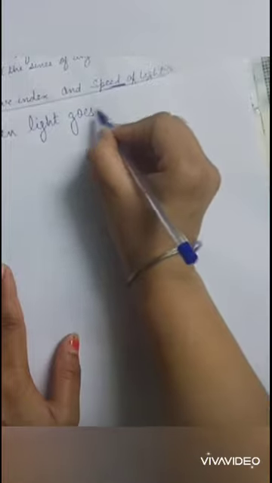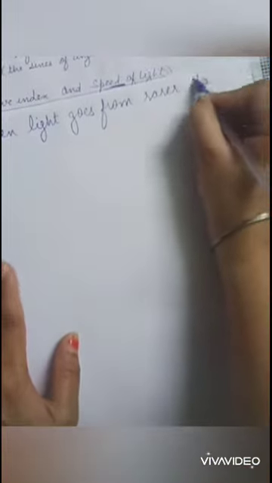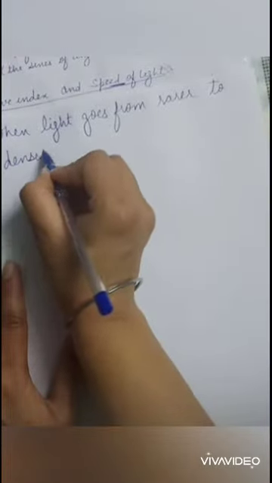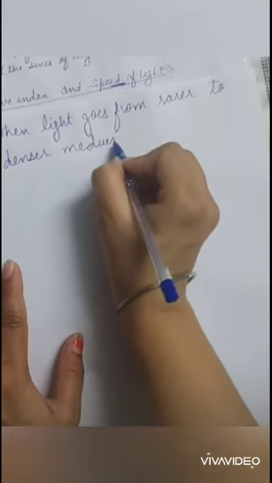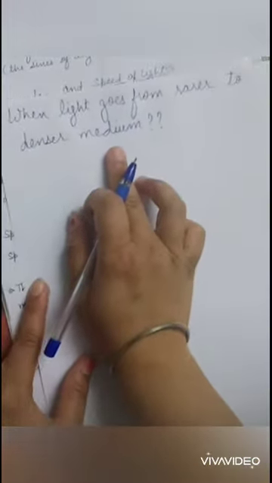Okay, now second case is, what happens when light goes from rarer to denser medium? What happens when light goes from rarer to denser medium?